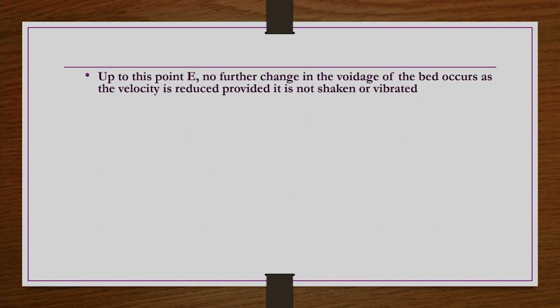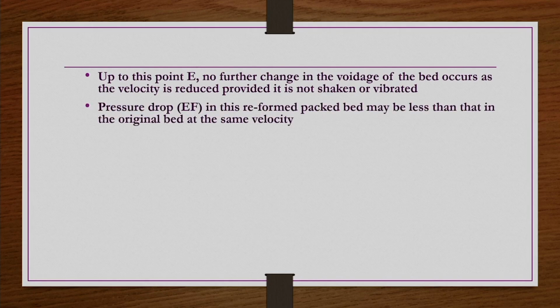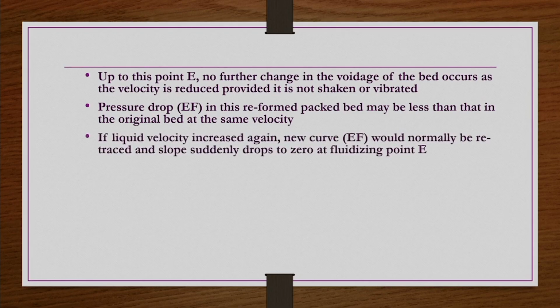Up to this point E, no further changes in the voidage of the bed occur as the velocity is reduced, provided it is not shaken or vibrated. Then the pressure drop EF in this reformed packed bed may be less than that in the original bed at the same velocity because of the rearrangement of the bed. If the liquid velocity is increased again, the new curve EF would normally be retraced and the slope suddenly drops to 0 at fluidizing point E.